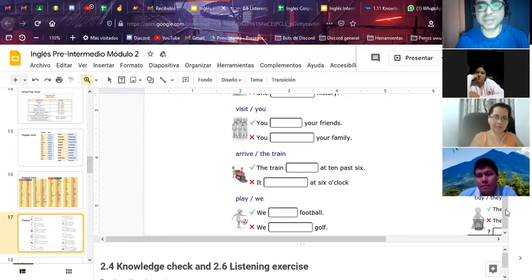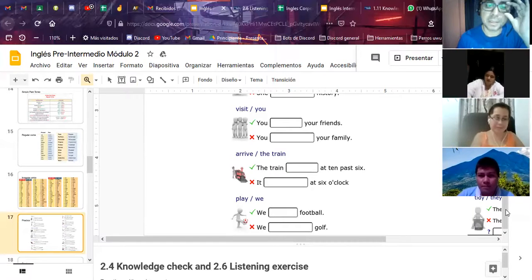Okay, the next one says arrive and the train. So how is going to be the affirmative? The train arrived at 10 past 6. Perfect. And the negative? It didn't arrive at 6 o'clock. Exactly. It didn't arrive at 6 o'clock.